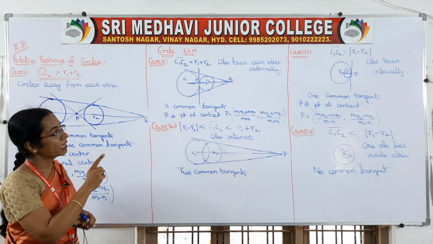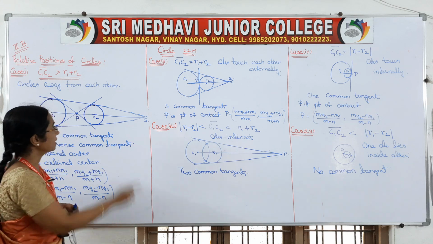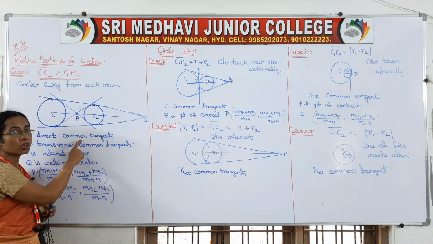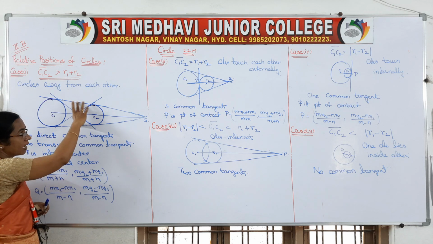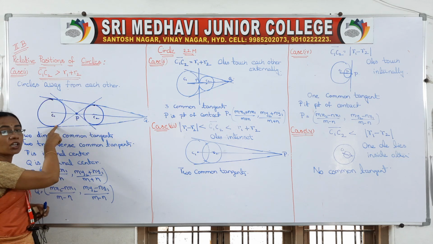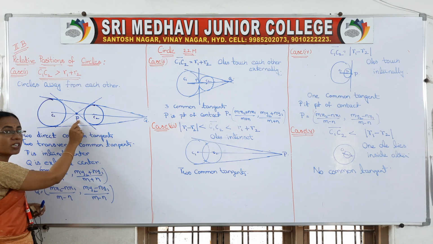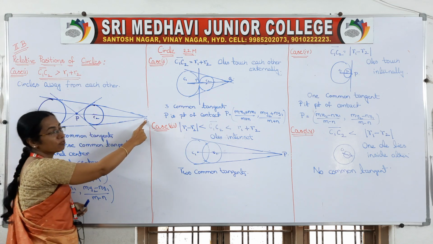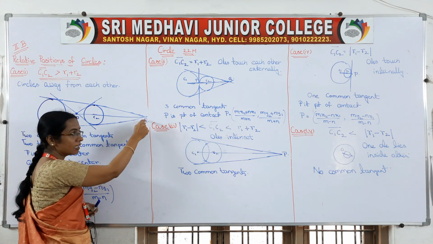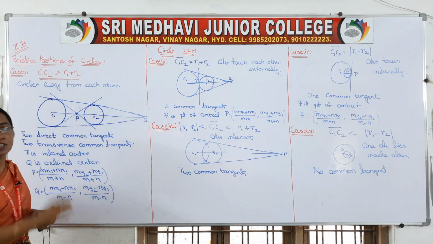So totally 3 common tangents will be there. Okay, how many common tangents? 3 common tangents. In the earlier case, we got 4 common tangents: 2 are direct and 2 are transverse common tangents. The point of intersection of transverse common tangents is the internal point, internal center. The point of intersection of direct common tangents is the external center. That is the first case.